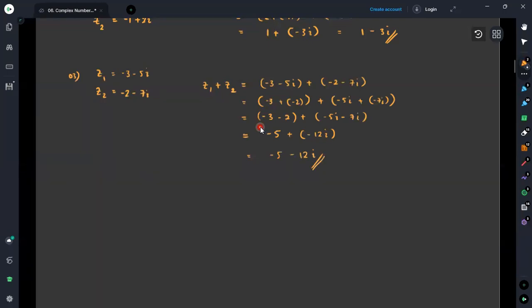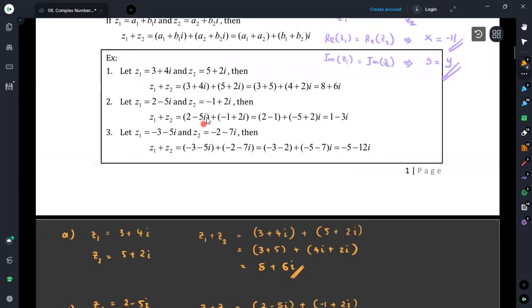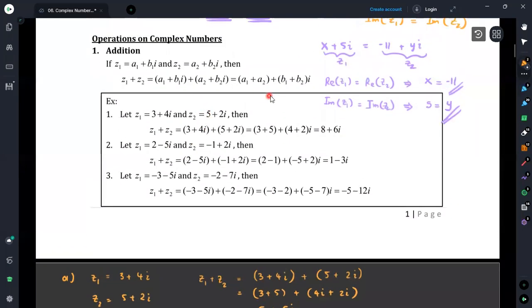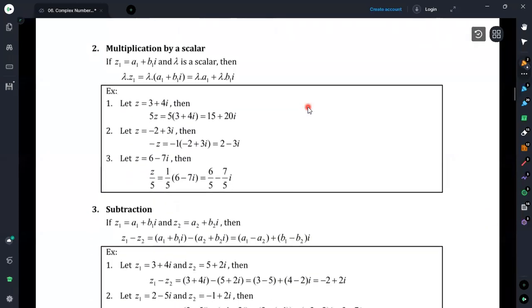Therefore, this is how we perform the addition of two complex numbers. What we have to do is add the real parts separately, and then add the imaginary parts of the complex numbers separately. That's how we get the addition of two complex numbers.